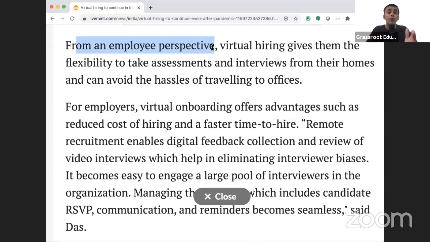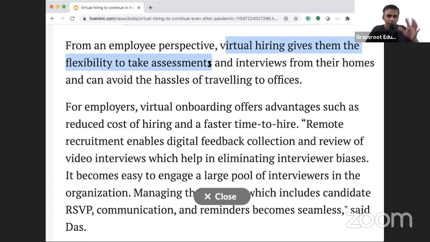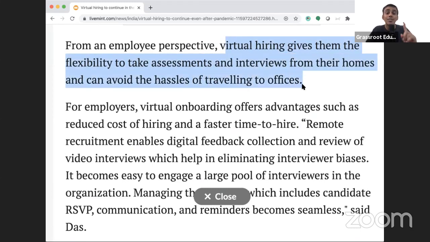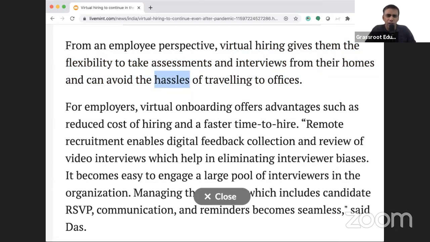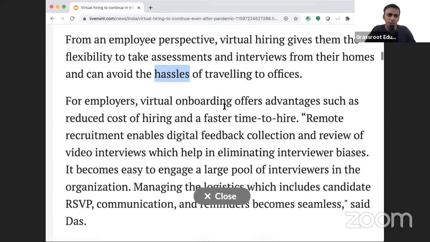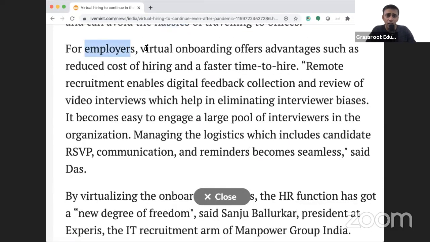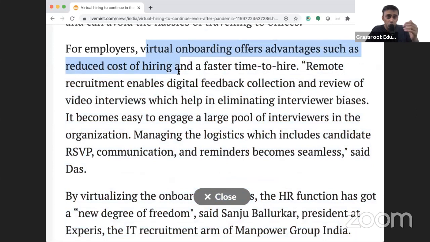Now, from an employee perspective, what do you mean by perspective? From an employee point of view, virtual hiring gives them the flexibility to take assessments and interviews from their homes and can avoid the hassles of traveling to offices. Hassles means some kind of an irritating inconvenience. The hassles of traveling to offices means the inconvenience associated with it. You have to get into a crowded bus, and then you have to pay some money, walk from the bus stand to the office. It's annoying. Those are called hassles. For employers, virtual onboarding offers advantages such as reduced cost of hiring and faster time to hire. So they don't have to reimburse the cost of the student traveling and all of that.